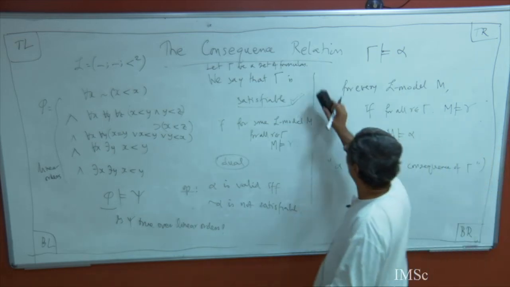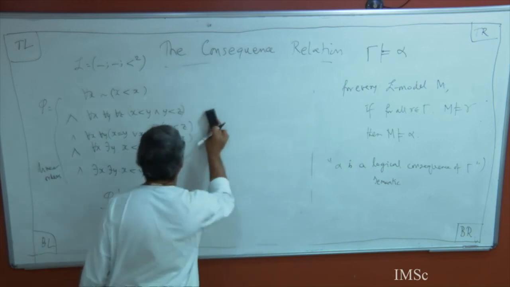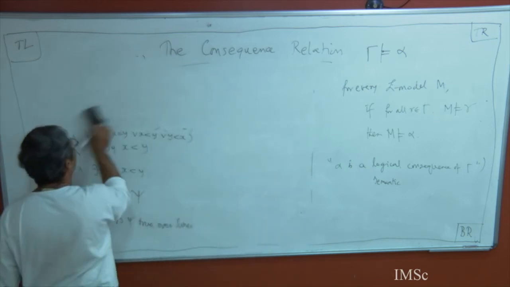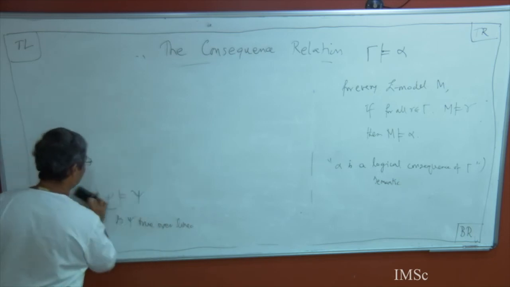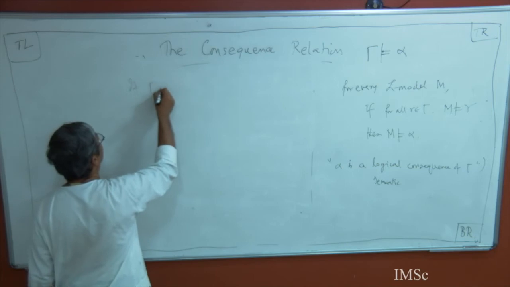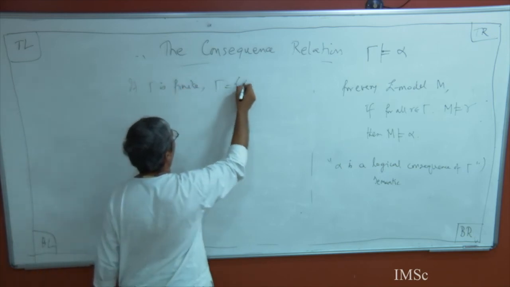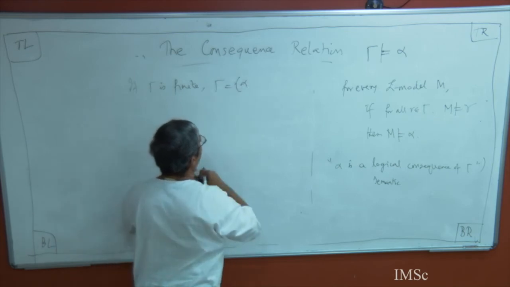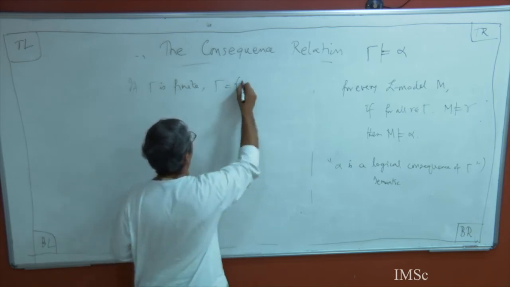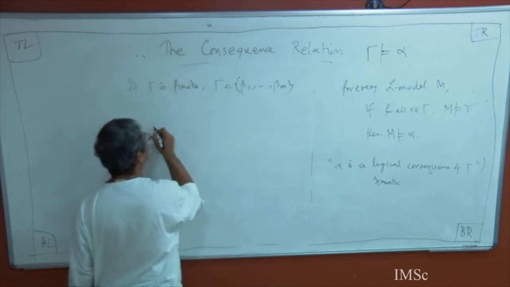And at once we see from what we had been talking about is that if Gamma was finite, so if Gamma is finite, let me write beta 1 through beta n. What does this mean?